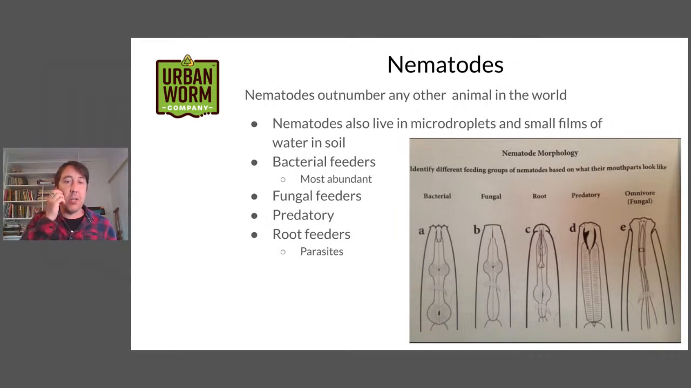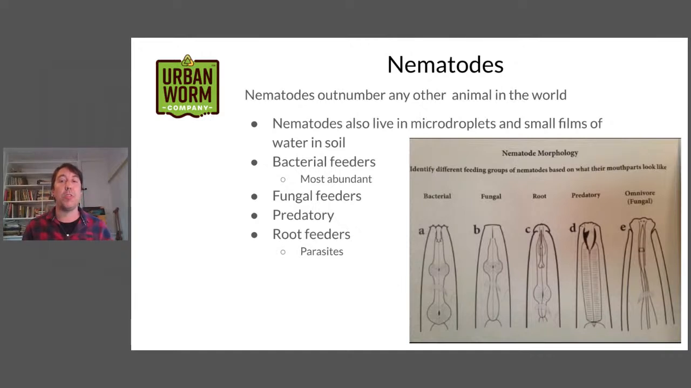The parasitic nematodes are the root feeders. They're called root knot nematodes, which cause root knots on certain types of crops and can really wipe out an entire field of crops. Because of that negativity, all nematodes have gotten a bad name.